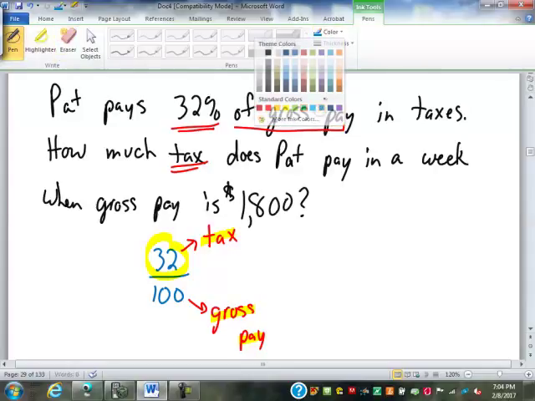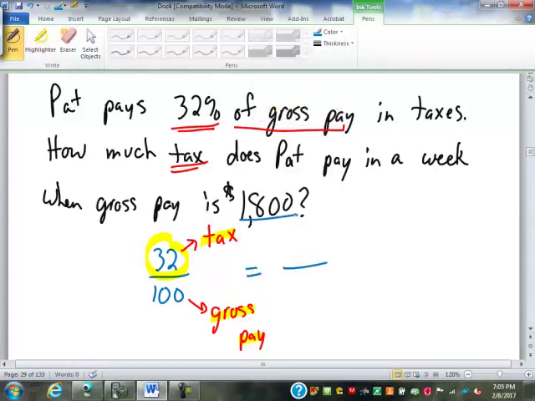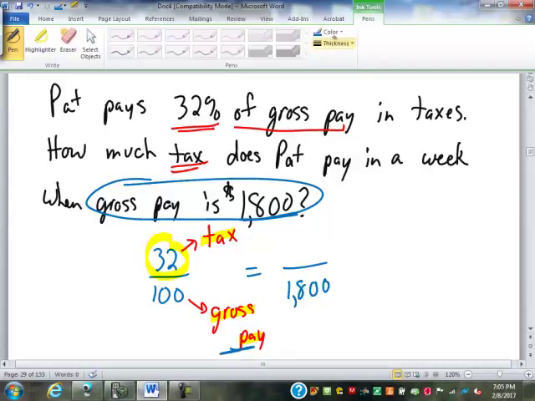Cool. So now we have the 1,800, which represents gross pay. So that has to go top or bottom? Bottom, because bottom is gross pay. So we cross multiply. 32 times 1,800 divided by 100, 576. Perfect. $576 is the tax.